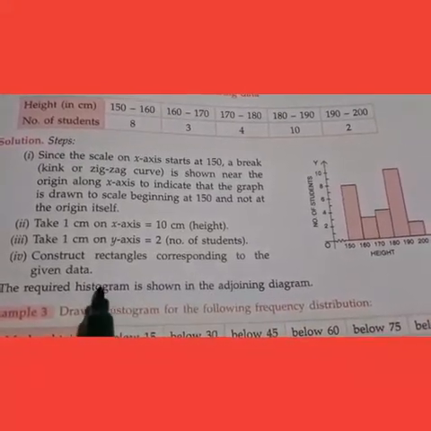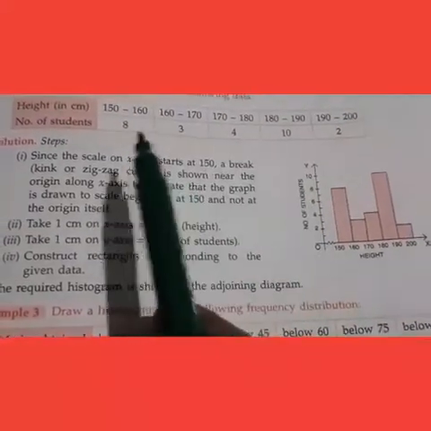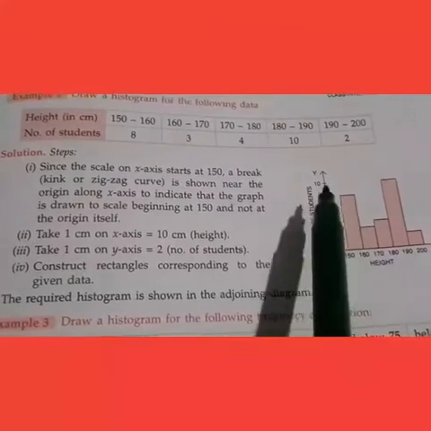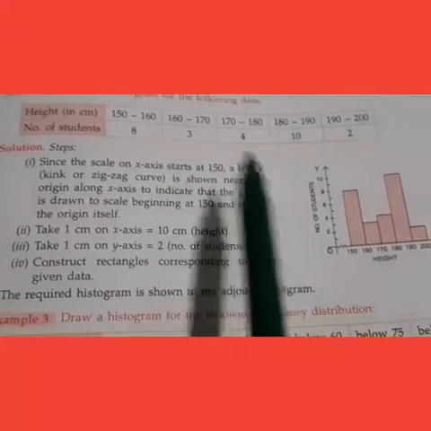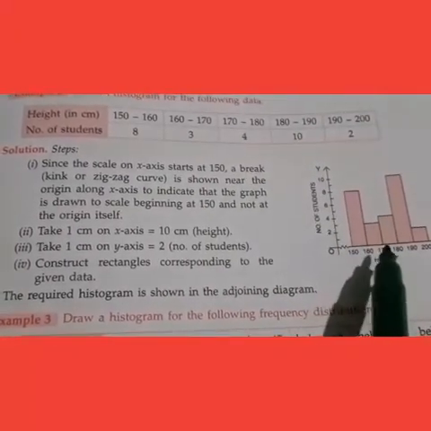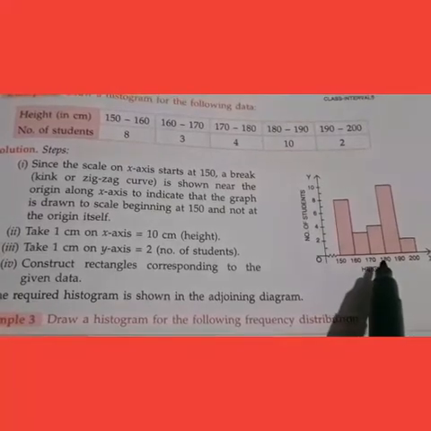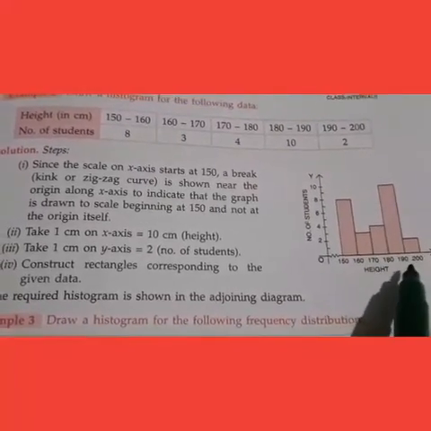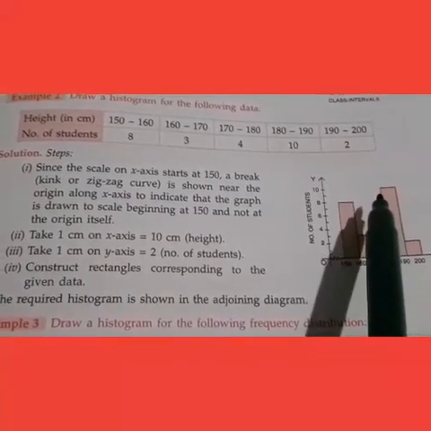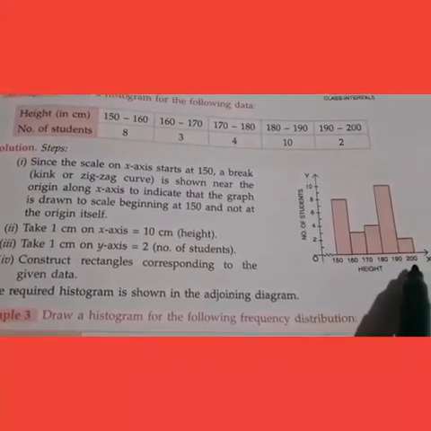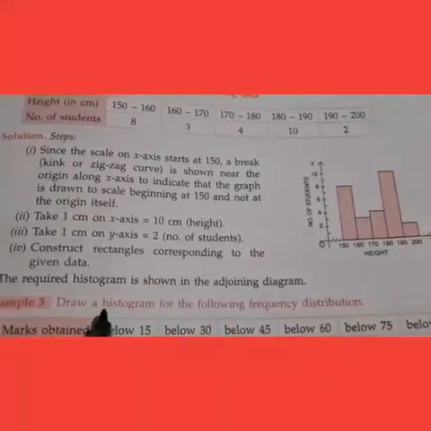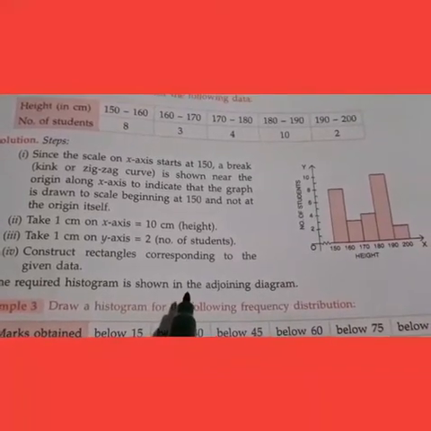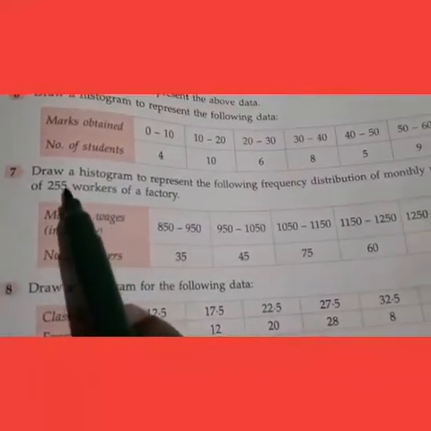Construct rectangles corresponding to the given data. For 150 to 160 you have to draw the rectangle up to height 8. In the same way, for 160 to 170 you have to draw up to 3. For 170 to 180 it is 4, so draw up to 4. For 180 to 190 it is 10, so draw the rectangle up to 10 centimeters. Here for 190 to 200 you draw likewise, and thus you get the required histogram. Got it?